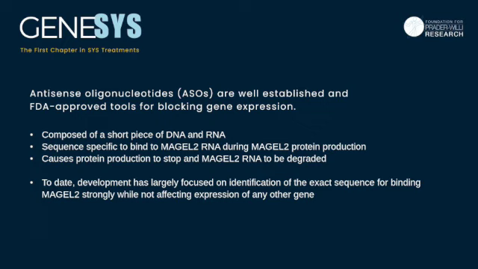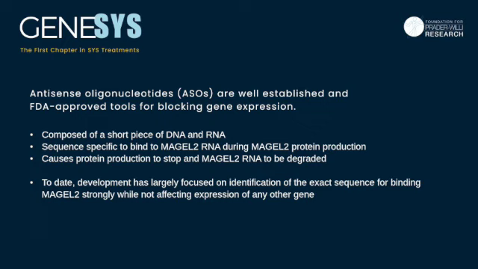The ASOs themselves are short pieces of DNA and RNA, and they match exactly the gene that you're trying to eliminate. So we have this sequence-specific binding of the ASO to its target sequence, and what that does is it blocks the protein from being made, and it causes the RNA to be degraded. So we want to apply this ASO technology to Schaaf-Yang syndrome to eliminate the mutated or truncated MAGEL2 protein.